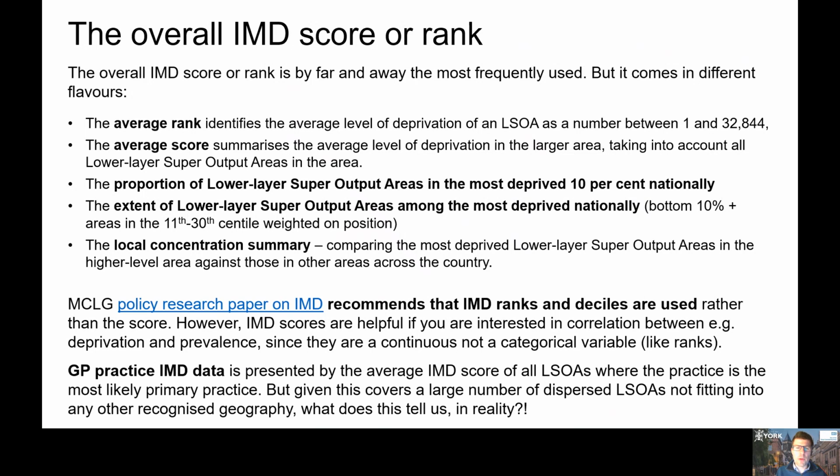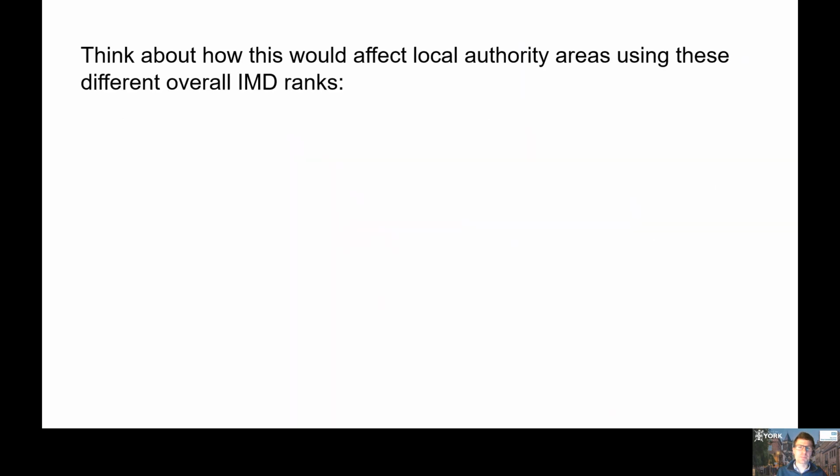And we have to be careful with general practice IMD data. It's presented by the average IMD score of all LSOAs, all small areas where the practice is the most likely primary practice. But this covers often a lot of quite dispersed lower super output areas that don't really fit into common geographies like wards or even local authorities. So does this tell us what we think it's telling us?